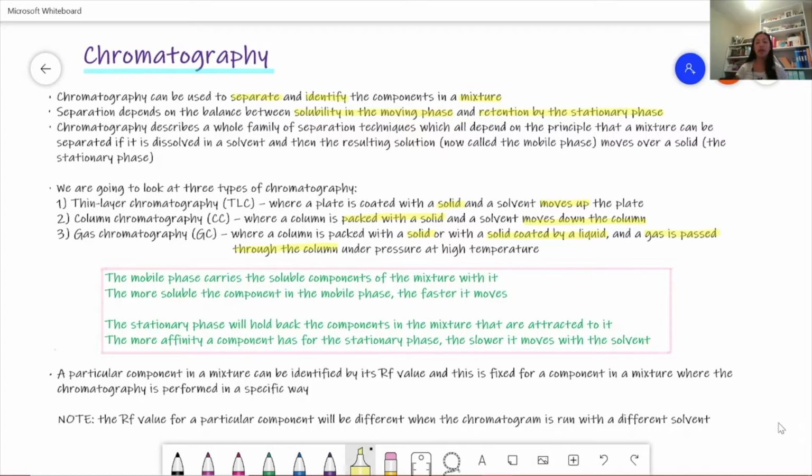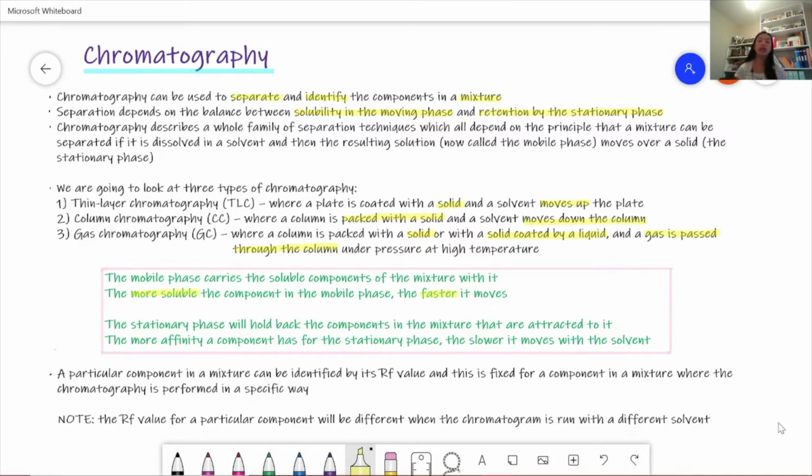The first few things that you need to know about chromatography is the existence of a mobile phase and a stationary phase. The mobile phase is what carries the soluble components of the mixture with it. So we have the rule that the more soluble the component in the mobile phase, the faster it moves, and we say that it has a higher affinity for the mobile phase. The mobile phase is usually the solvent.